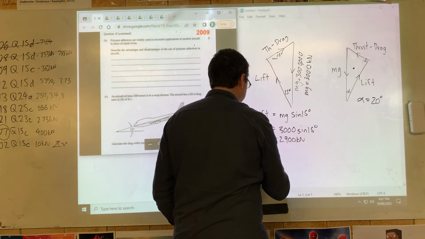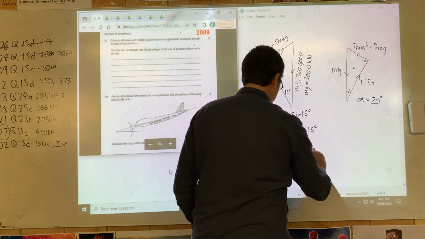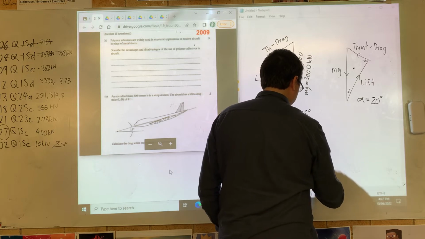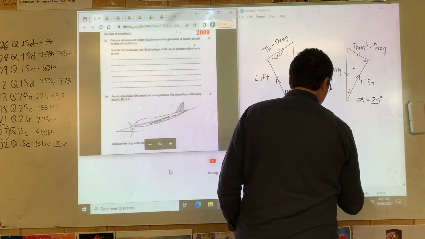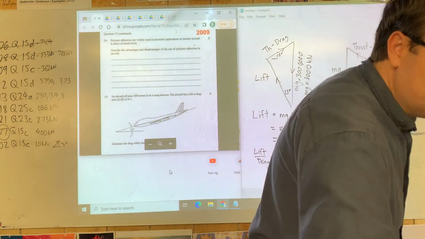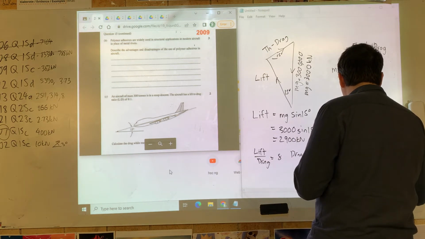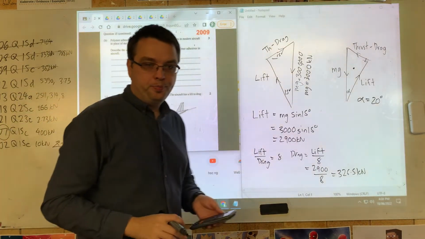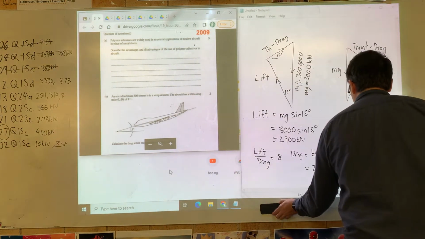And then what they've told us, the lift to drag ratio, lift over drag equals 8. So therefore drag equals lift divided by 8, which is equal to 2,900 divided by 8, gives us an answer of, what was that answer? 362.5 kilonewtons. And I've got 362 there, so that's good. Okay. So we can go on to the next one.